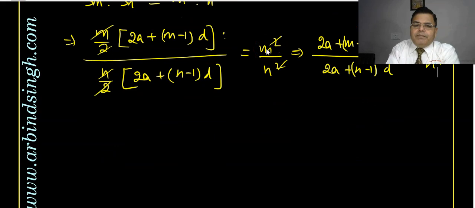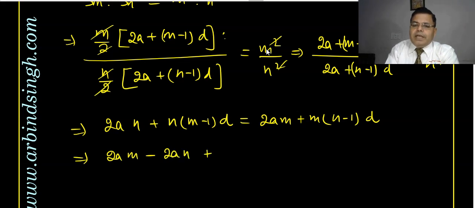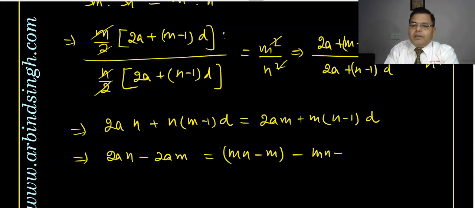Now we can multiply them, cross multiply, so it would be 2a n plus n times of m minus 1 into d is equal to 2a m plus m times of n minus 1 into d. That is 2a m minus 2an. This will come this side, or even you can write 2an minus 2am is equal to mn minus m, this will come this side, so it will be mn minus, right, plus n, because it is minus n.